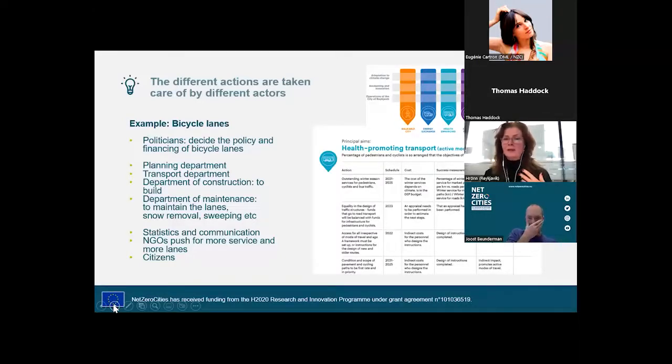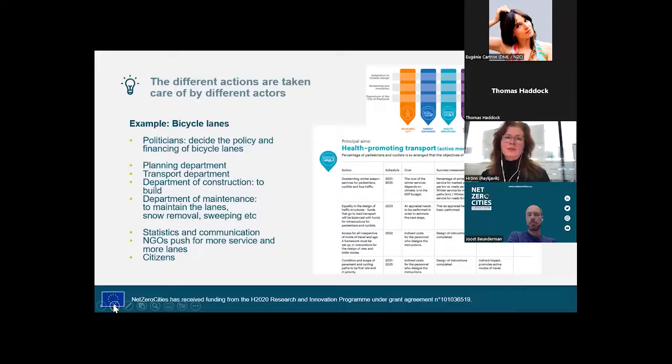We have a lot of ice and snow in the winter, so it is very important that there is snow removal and ice removal as well, so you can use this for transport all year around. And then to follow up, there is a need for statistics on the use of the bicycle lanes. You want to see how much they are used, and also to use it for promotion of the lanes and communication on it as well.